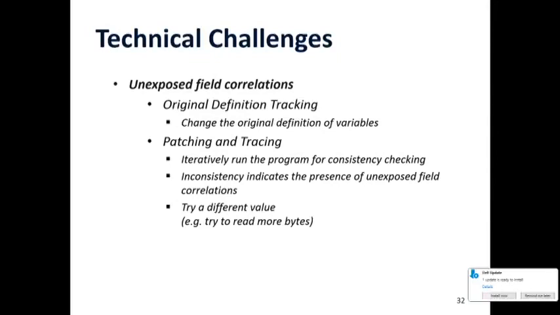And when the patches are inconsistent between executions, we identify that it actually indicates the presence of an unexposed field correlation. Then if that happens, we try to backtrack to the last patches and then try different values until we don't have inconsistent patches. So this is a little bit more tricky part. If you're interested, you can refer to the paper. We have the algorithms and the examples for these unexposed field correlations.